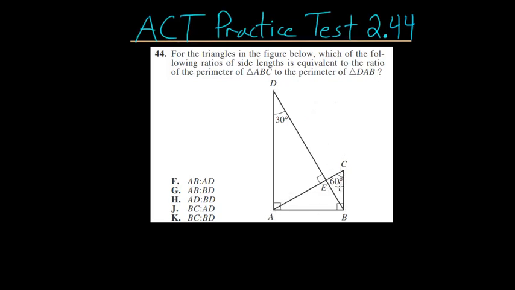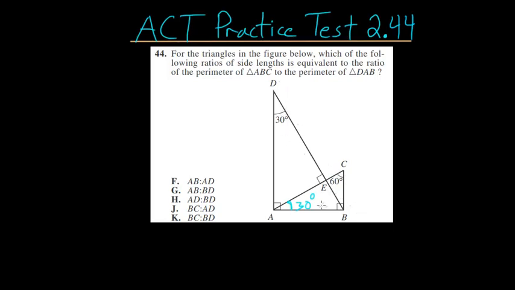You can see up here it's got a 60-degree angle, and here it has a 90-degree angle. And we know that the sum of the angles in a triangle add up to 180 degrees. So 60 plus 90 gives us 150, which means that this angle here would have to be 30, so that all of these three angles add up to 180 degrees.